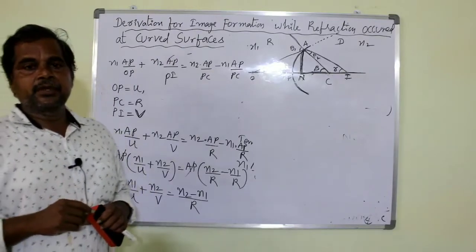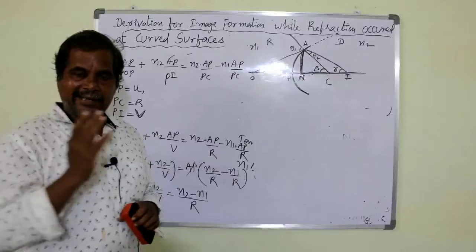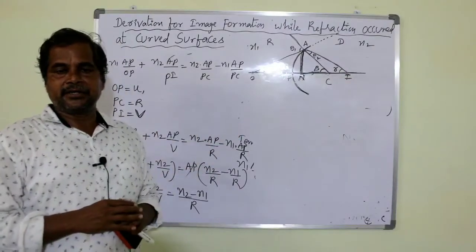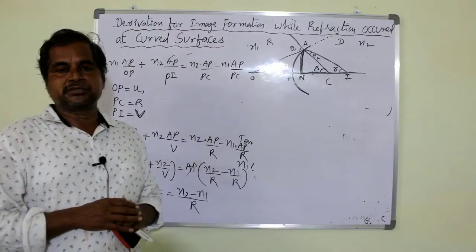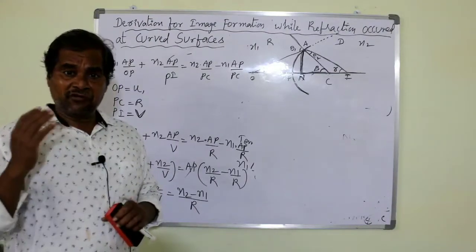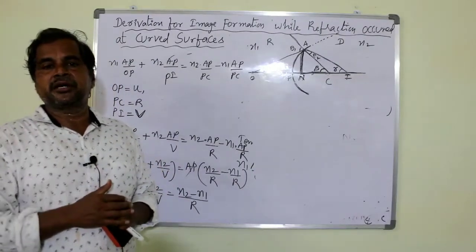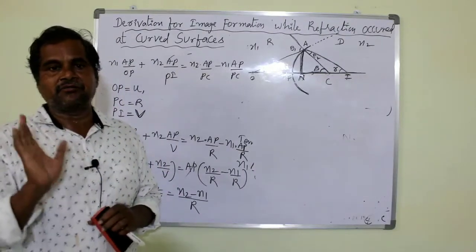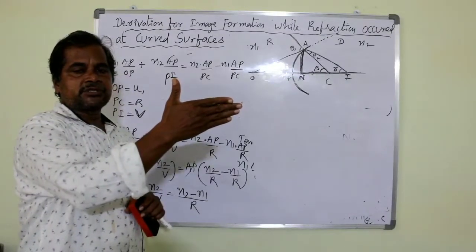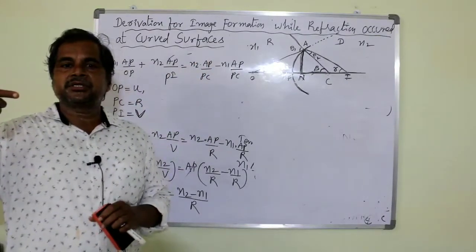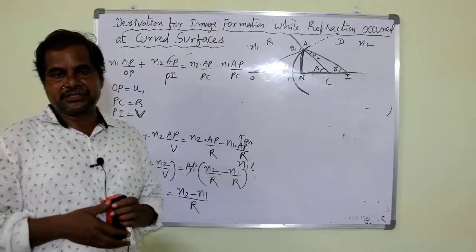Repeat again. If we measure all these distances in the direction of the incident light ray, at that time we take positive values. If we measure all these distances opposite to the incident light direction, at that time we take negative values. In the direction of the incident light, take positive. Opposite to the direction of the incident light, we take negative values. This is the second sign convention.